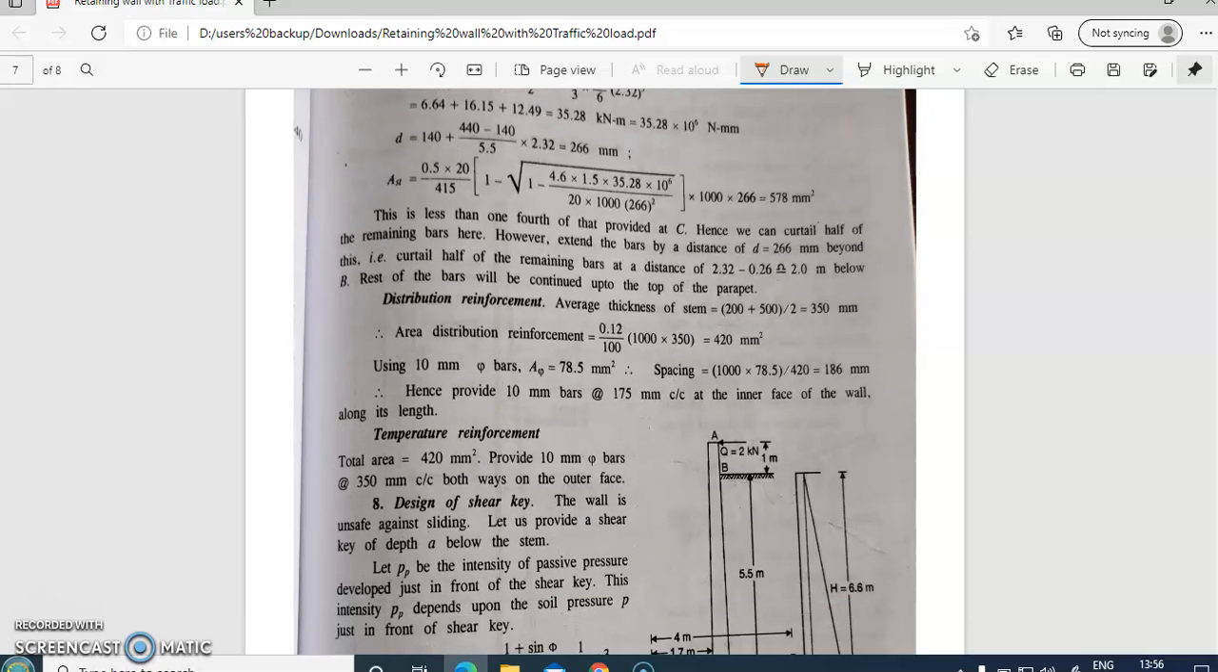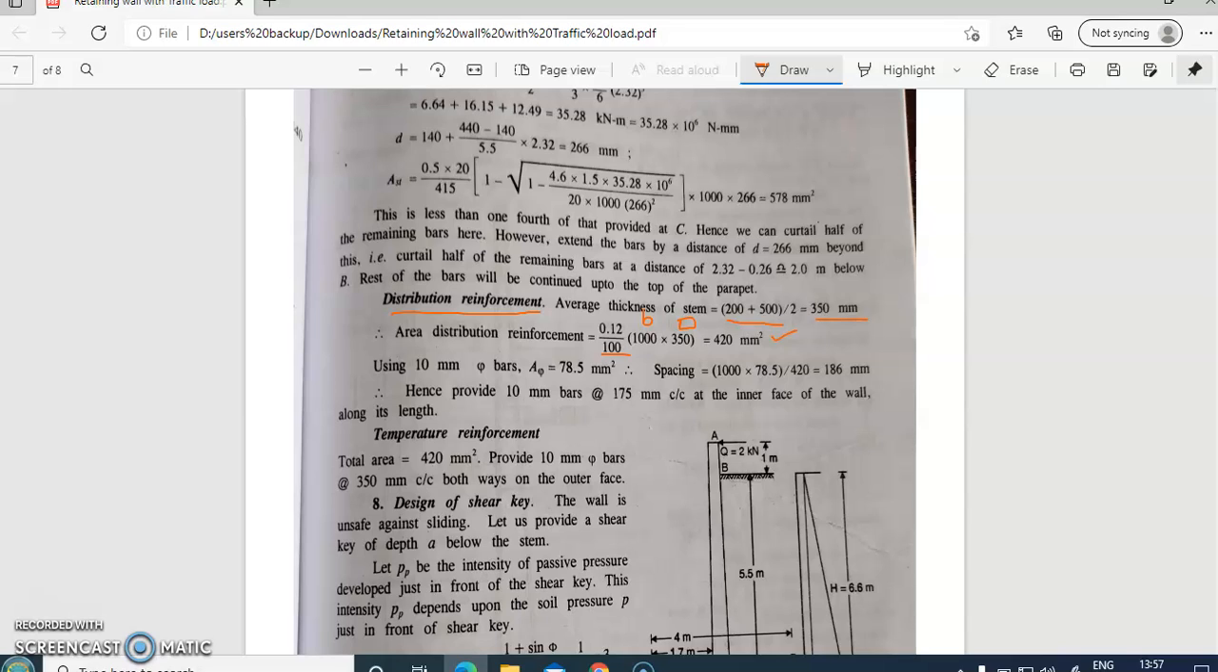I will next move on to the distribution reinforcement in the stem slab. So the author has found out the average of the thickness of the stem. So at the top it is 200 and at the bottom it is 500. So the average of it is 350 mm. So area of distribution reinforcement is 0.12%. This is B and this is D. Okay, so the average, and it is 420 mm square is the distribution reinforcement.